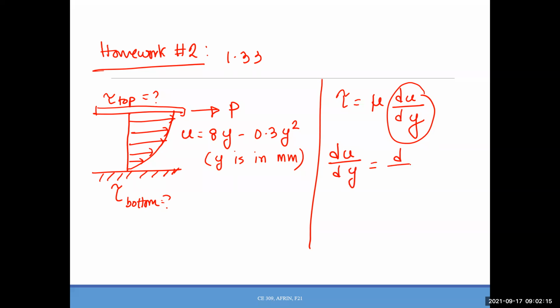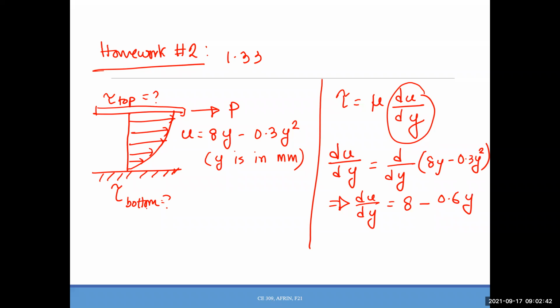That will be d over dy of 8y minus this one, right? And if you differentiate 8y with respect to y, what will be that? Just the 8. And here it will be 0.2 multiplied by 2. It will be 0.61, right?